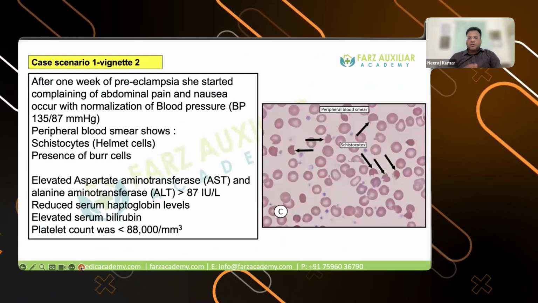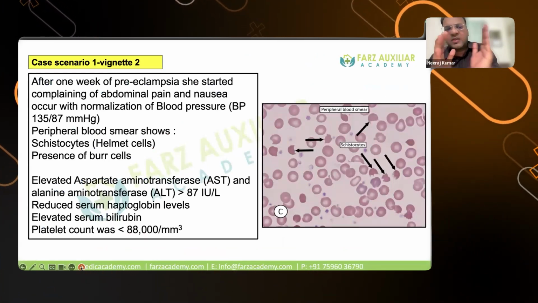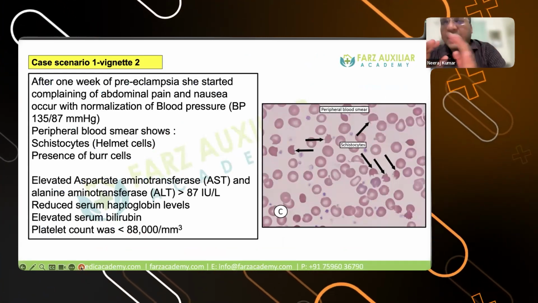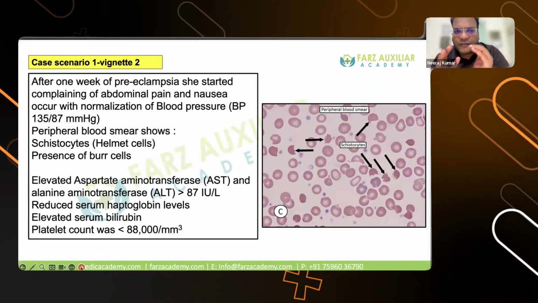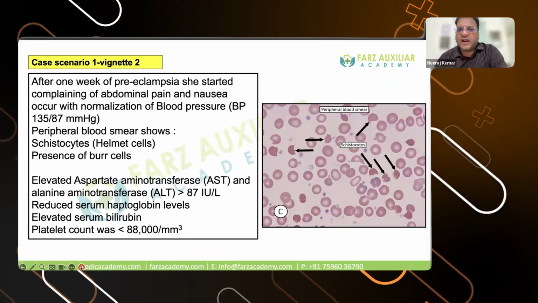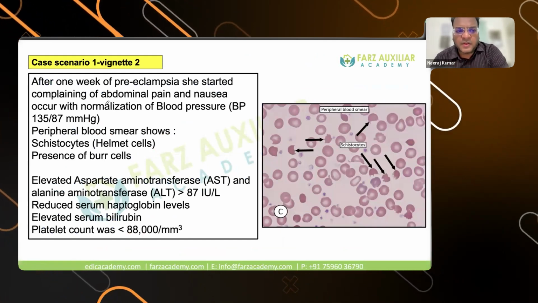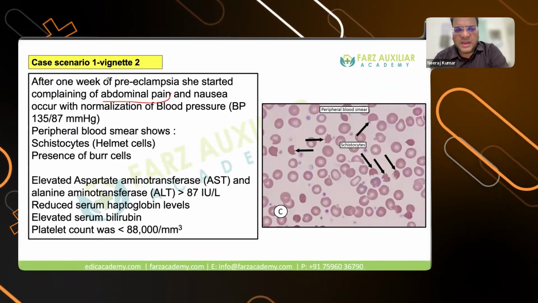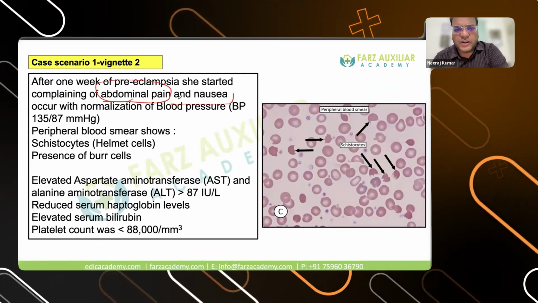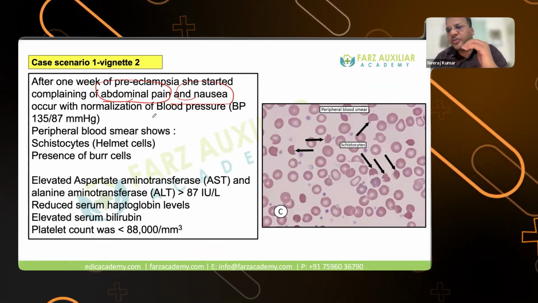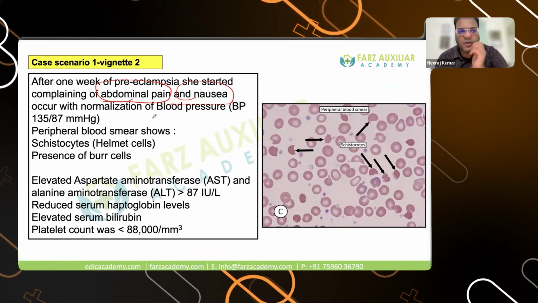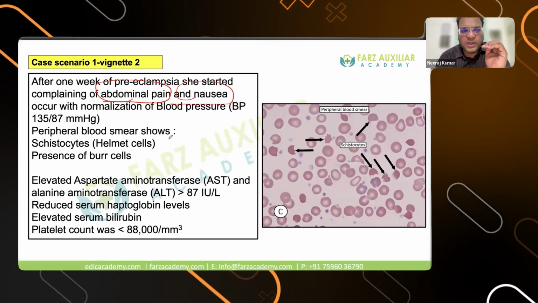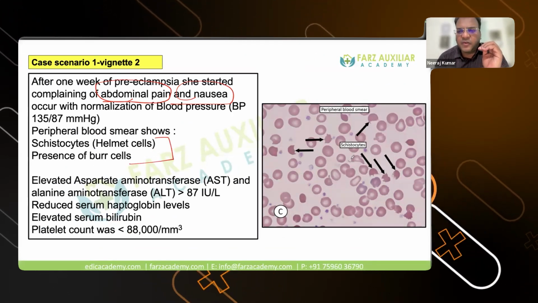Now coming to the next vignette, a similar case. Now we have managed this severe preeclampsia, and after 1 week she started complaining of abdominal pain. She was having abdominal pain with some associated nausea, but her blood pressure was normalized by using all those drugs that I have discussed right now. But the peripheral blood smear shows few helmet cells and few burr cells.